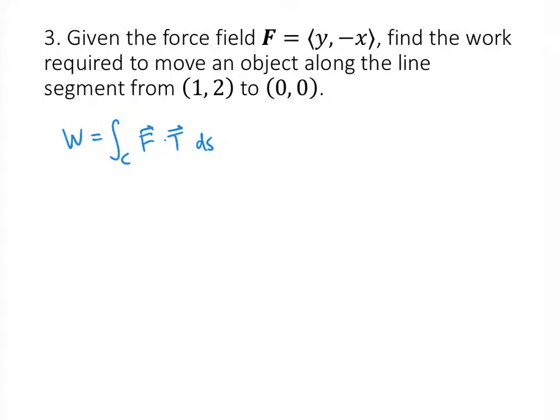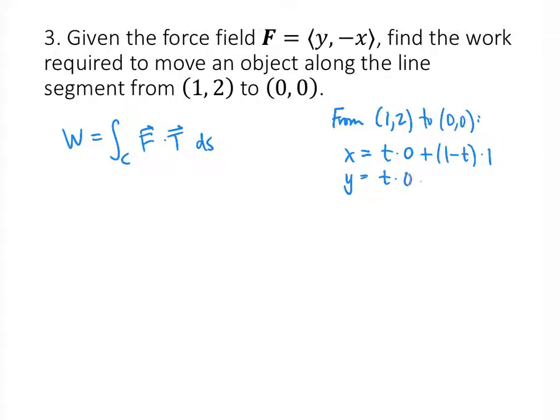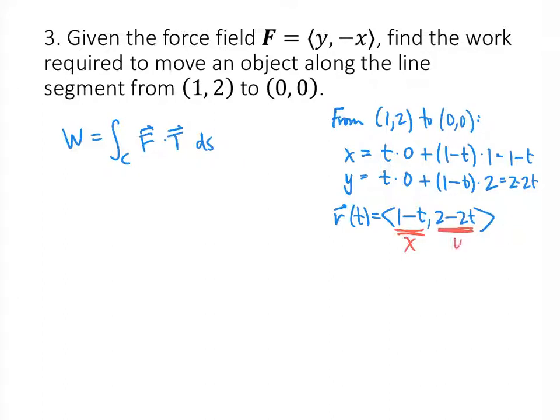So the first thing we need to do is parameterize this curve. We're going from 1, 2 to 0, 0. My x component is going to be t times the ending x value plus 1 minus t times the starting x value. And y is going to be t times the ending y value plus 1 minus t times the starting y value. So that's going to work out to be 1 minus t in the x component and 2 minus 2t in the y component. So my parameterization, r of t, is going to be 1 minus t, 2 minus 2t. So 1 minus t is my x, 2 minus 2t, that's my y.